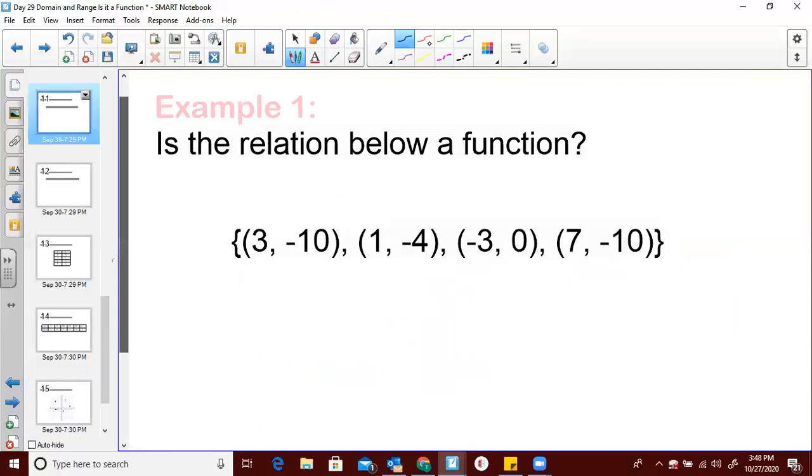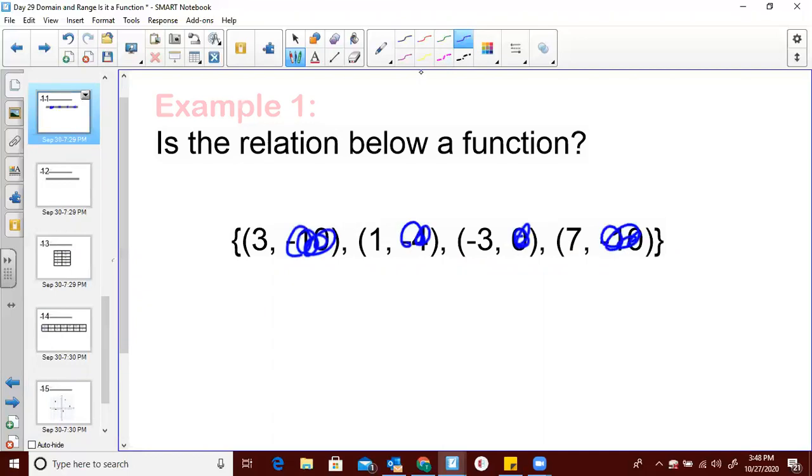So here, look. I'm going to cross out all the y values because I don't care about any of them. They do me no good when asking is this a function. So is the relation below a function? So let's see, I have a 3, a 1, a -3, and a 7. So are any of these the same? Do I have any other 3s? No. So this one's good. Do I have any other 1s? No. Do I have any other -3s or 7s? No. So this is a function.